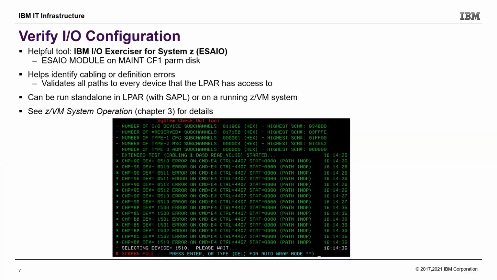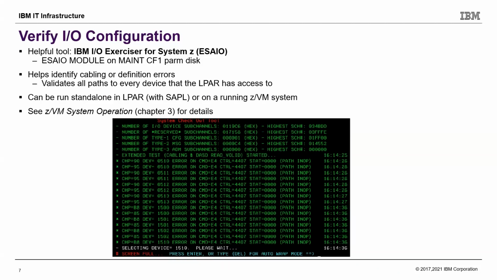Another thing that's important is your IO configuration. You want to make sure the system has access to all of the devices that it needs and that you define for your system. This includes networking, storage devices, disks, all those kinds of things. There's a tool on the main CF1 PARM disk called ESA-IO. It's the ESA-IO module, and this will help identify cabling and definition problems if there's an issue in your IO configuration. So this will validate all the paths that are defined from every device in your LPAR.